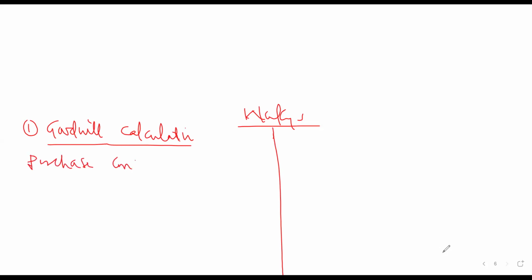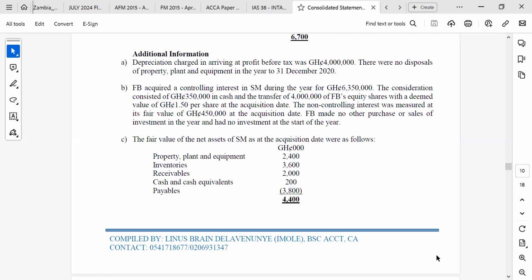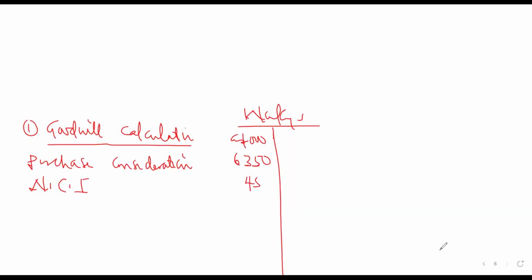What is the purchase consideration? That was 6,350, isn't it? So we add the NCI to it. What is the NCI figure? All these figures will be given to you. 450. So NCI will be 450. So the total will be 6,800. Is that correct?